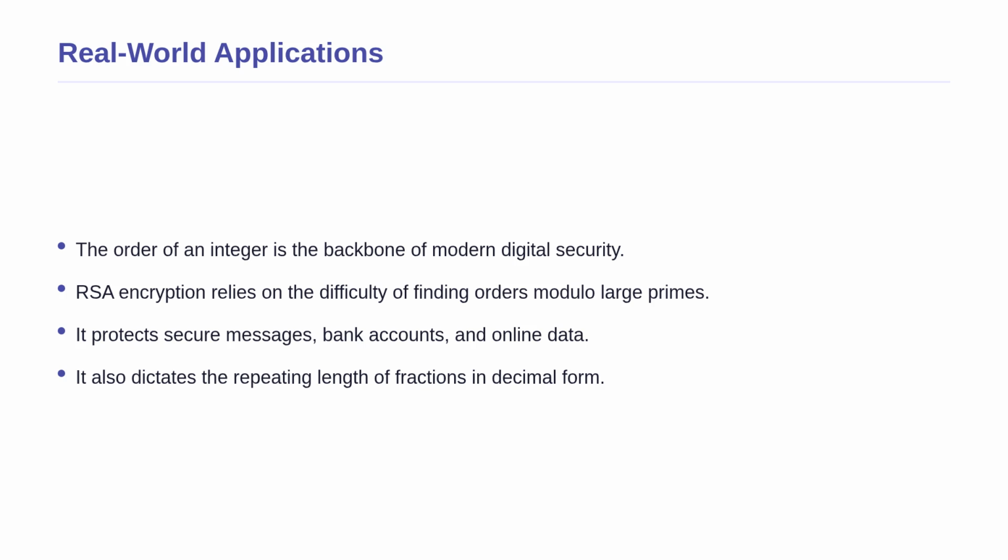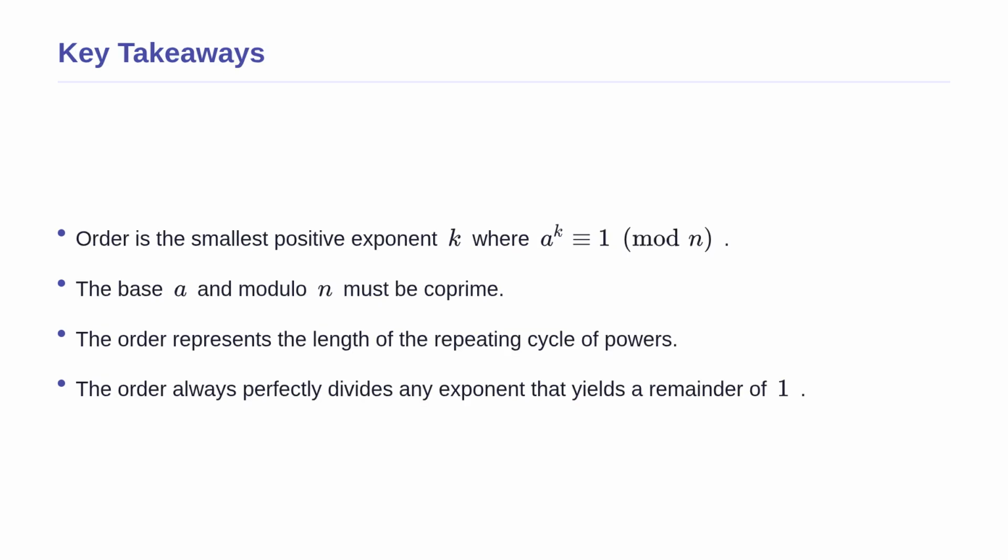Furthermore, the order dictates the repeating length of fractions when converted to decimals. Without this fundamental property, the secure internet would completely collapse. We have covered a lot of ground today, so let us review the key takeaways. First, the order of an integer modulo n is simply the smallest positive exponent required to reach a remainder of 1. Second, this concept only works when the base number and the modulo share no common factors.